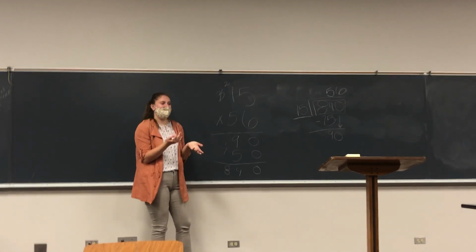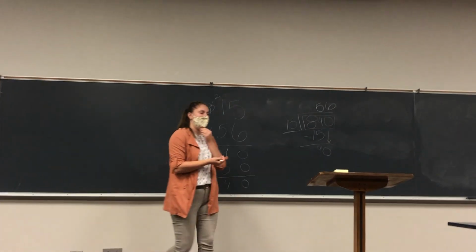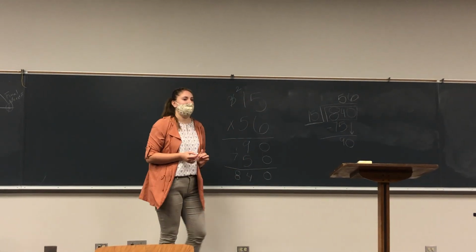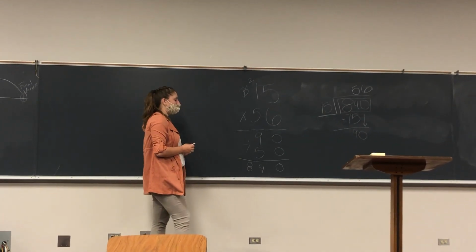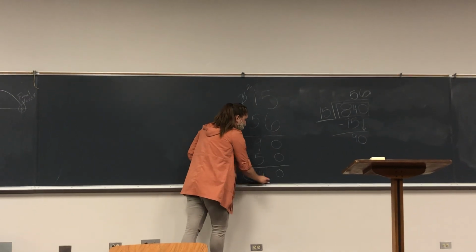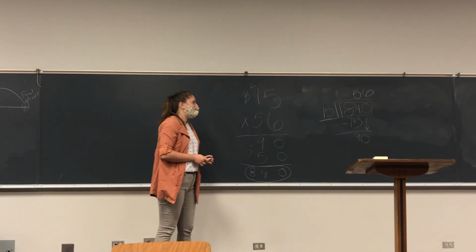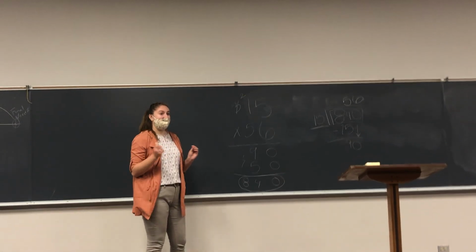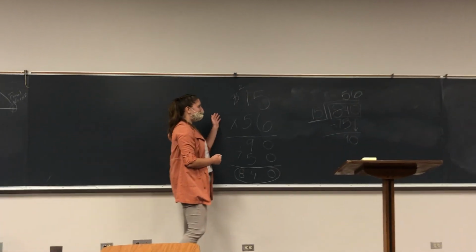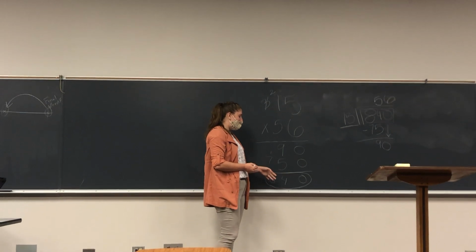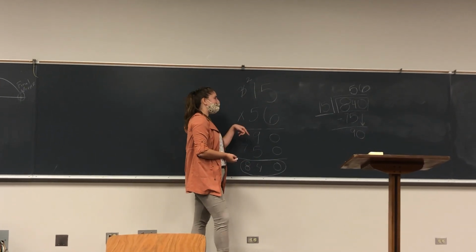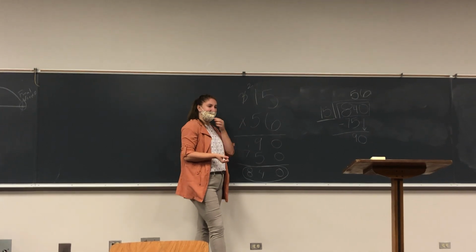Can anybody name what they see? Yes, Abby. 15 times 56, we found 840, but then 840 divided by 15 is 56. So all three numbers are in each problem. Exactly. So if you have a multiplication problem and you take the answer and you divide it by one of these numbers, the answer is going to be the other one.